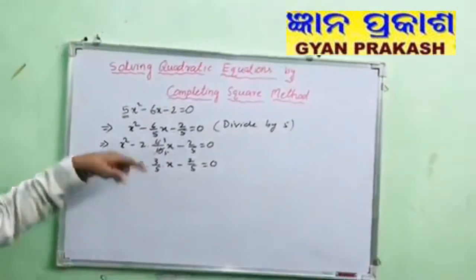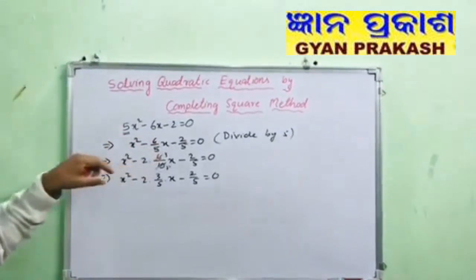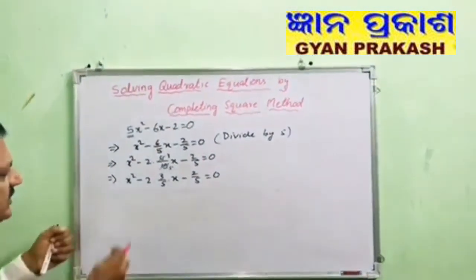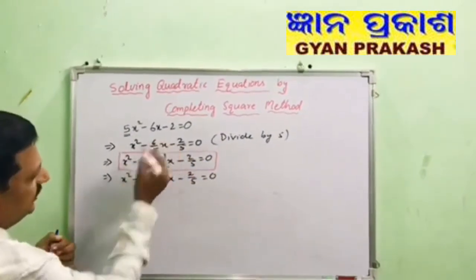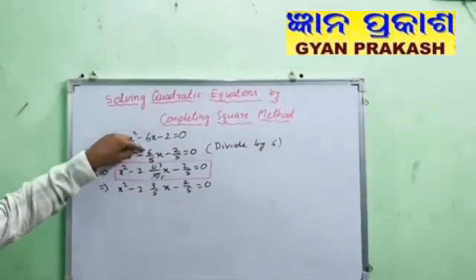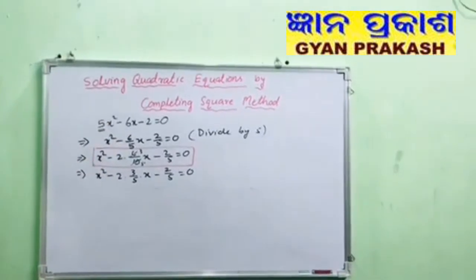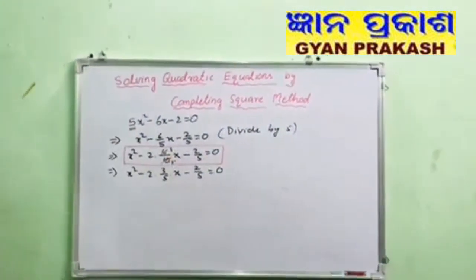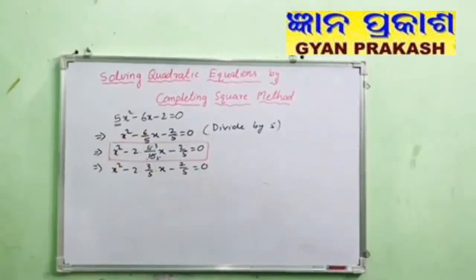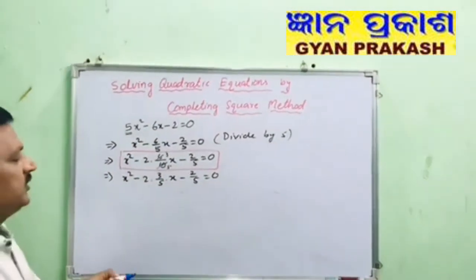This thing we could have done earlier also. If we skip this step, no problem. We can do it directly from here. 2 into 3 is 6, so we can do it directly. But to show you the same step as we did in the first one, I have done this.